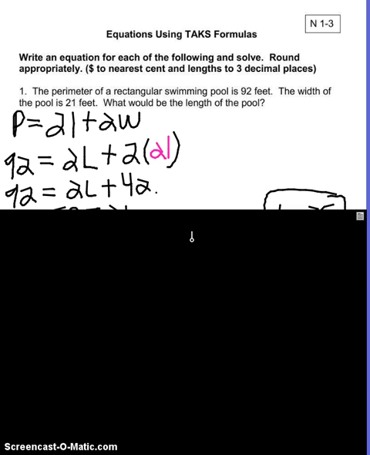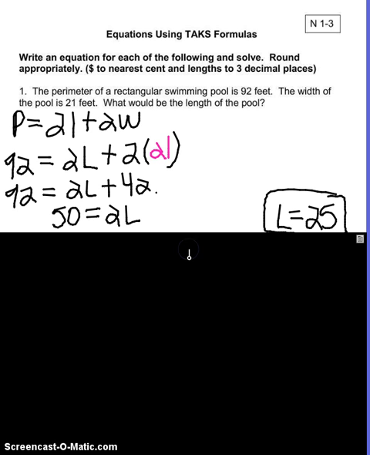And now I'm going to solve for L. So I would subtract 42 from both sides, and that will end up with 50 equals 2L. And then my last step in solving an equation, I'm going to divide both sides by 2, and I should get the answer that L is equal to 25.